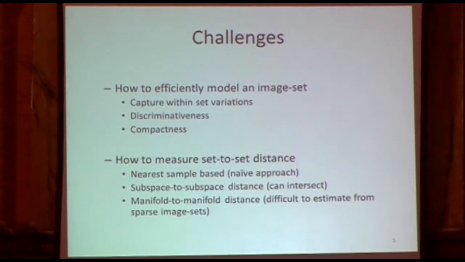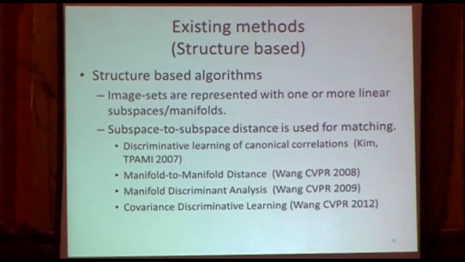Image set classification can offer some improvements, but at the same time, it has some challenges. The main challenge is how to model the image set compactly and efficiently without losing discrimination. The second challenge is how to measure the distance between image set representations. For example, nearest sample-based matching can fail easily if outliers are present in the sets. We will see these methods shortly.